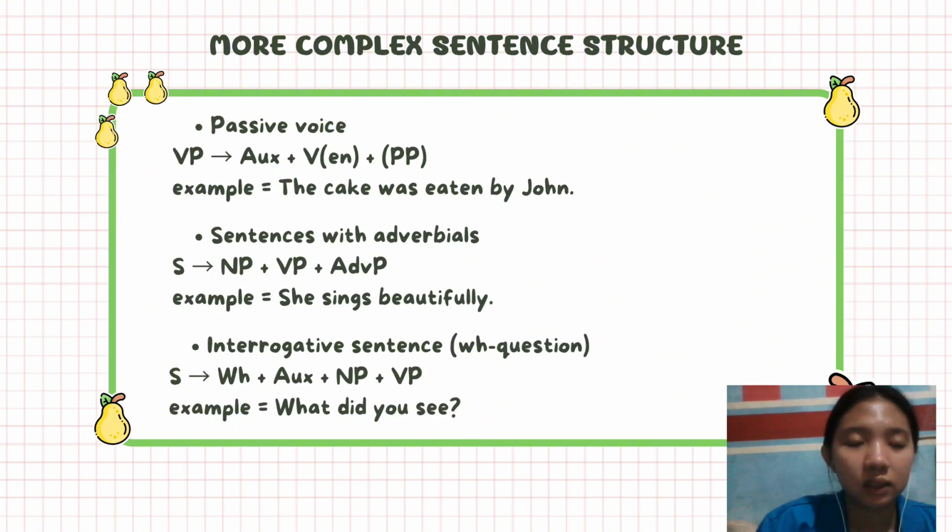Passive voice. Verb phrase to auxiliary plus verb, and we add by plus prepositional phrase. Example is the cake was eaten by John. Sentence with adverbials: S to NP plus VP plus adverbial phrase. Example, she sings beautifully. Interrogative sentence with question: S to wh-word plus auxiliary plus NP plus VP. The example sentence is, what did you see?